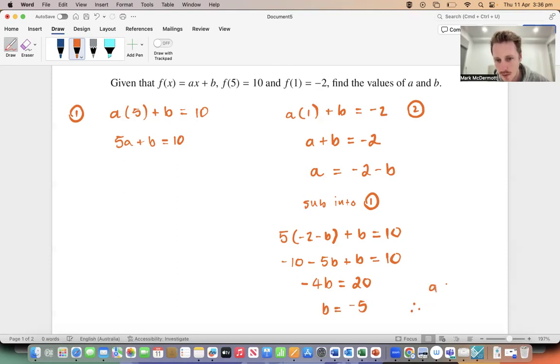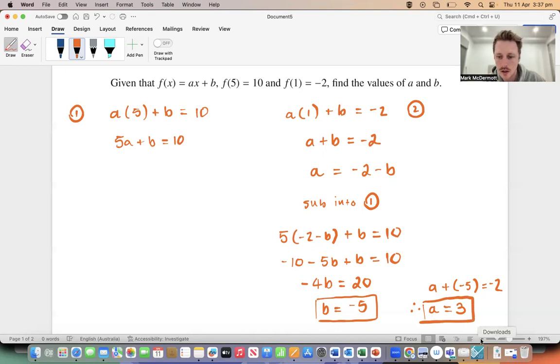we remember that a plus b, but b is negative 5, equals negative 2. So just using the equation here, a plus b equals negative 2, but if b is negative 5, so a plus negative 5 equals negative 2. So we're going to add 5 to both sides. So we're going to get a equals negative 2 plus 5, which is 3. And so find the values of a and b. Yeah, we found them. That's b, and that's a.